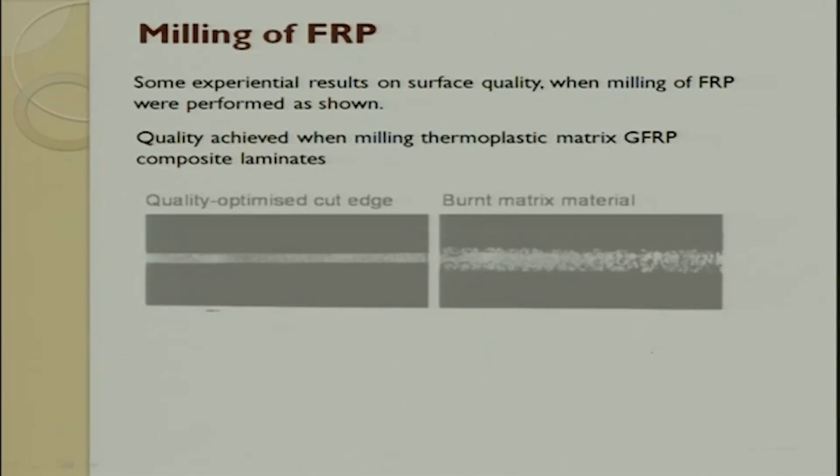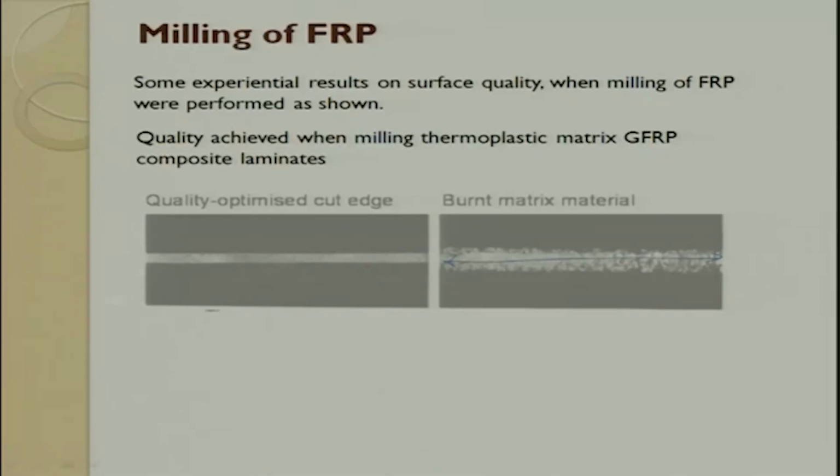If you get an optimized cutting edge, you can see this top view of a milling cutter, and you can get a perfectly made channel. If you use a blunt tool on the matrix material, there is a distortion along the running direction. Some experimental results on surface quality when milling FRP were performed as shown. When milling a thermoplastic matrix composite, you can see a perfect cut, optimized, and here you see a burnt matrix material because a lot of heat is generated.